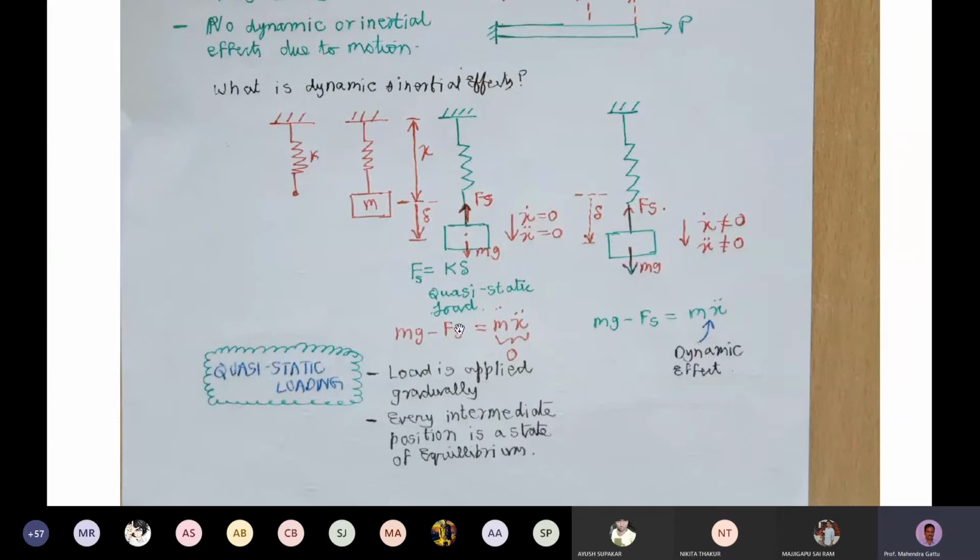Sir, is there any difference between static loading and quasi-static loading? Because in static loading also you told the loading rate is slow and the material response is not considered. So here what is happening is the acceleration is 0. That means the velocity is 0, because if it's starting from rest, the velocity will be 0, and since acceleration is 0, the velocity throughout this system will be 0.